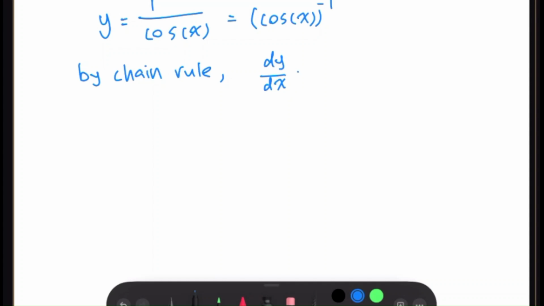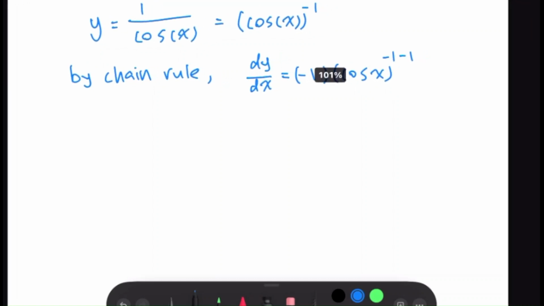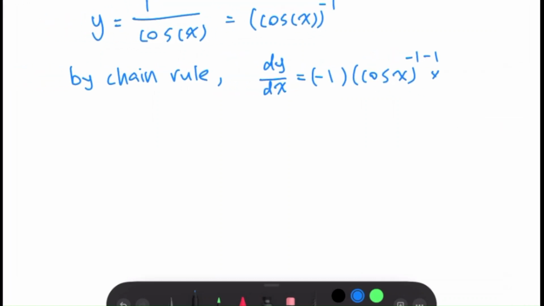Okay, so we move the -1 here, and then put the cos x, and then -1 minus 1, and then we multiply it by the derivative of cos x, which would be negative sine x, which, as we realized, the negatives cancel each other out, and so we're left with sine x on top of cos squared x, which would be our answer for this question.